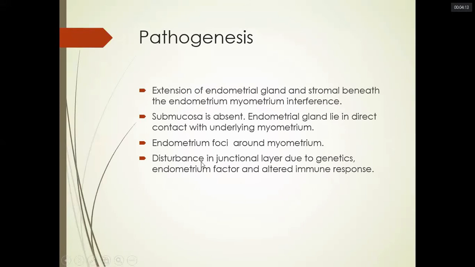So like I have already said, there will be disturbances in the junctional layer due to genetic, endometrial factor, and altered immune response. These are additional causes that will lead to disruption or disturbance in the junctional layer.